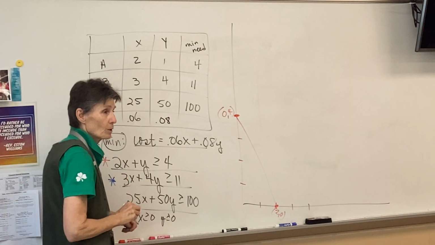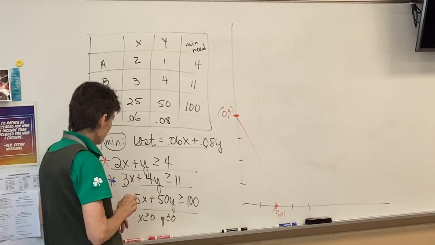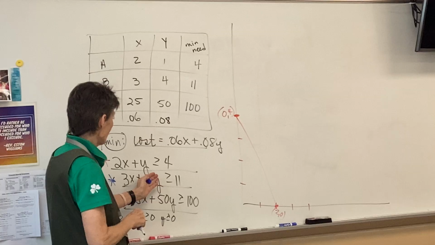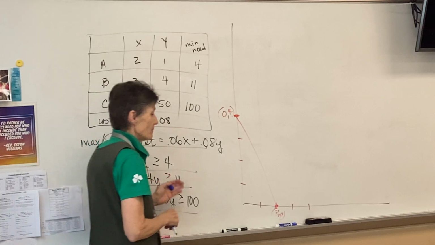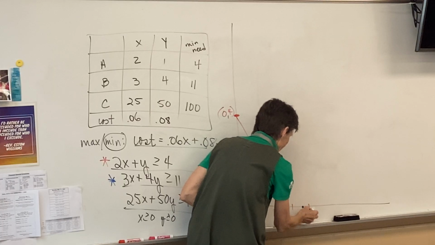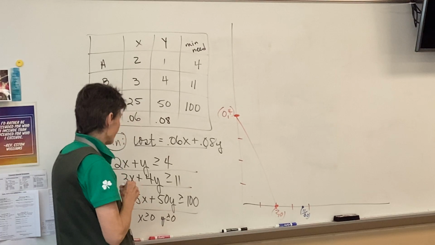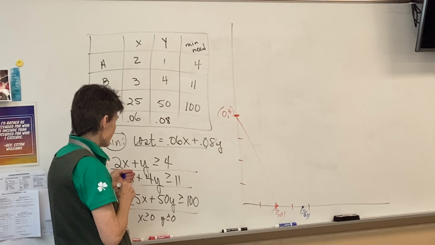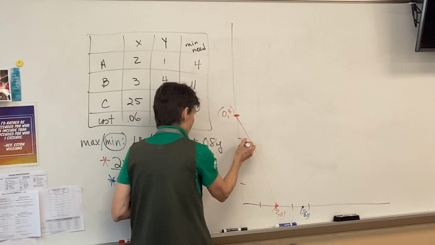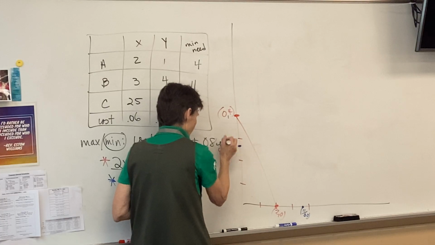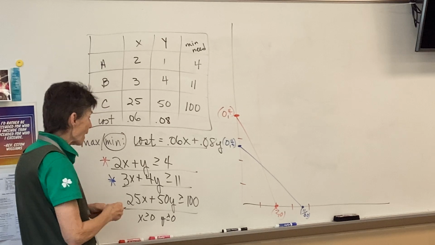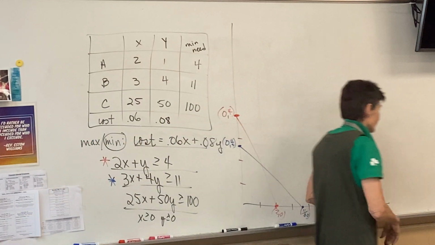Don't panic, we're going to get decimals, not a big deal, I have a calculator. So if y is 0, x is 11 thirds, which is a little less than 4. And if x is 0, y is 11 fourths, which is a little less than 3. Where's that one shaded? Out.